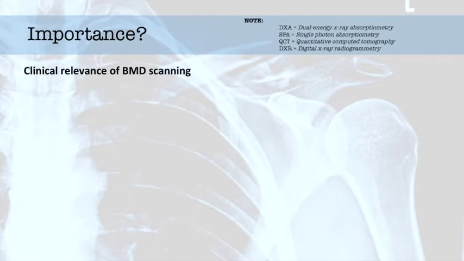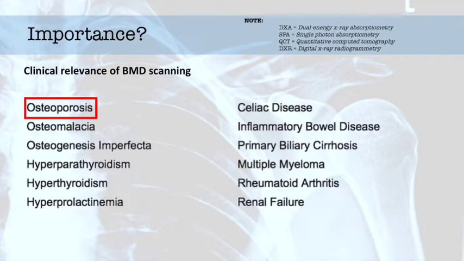Generally, BMD scanning is important in determining and assessing the disease course of a variety of skeletal infirmities, as well as evaluating vertebral deformity or previous fracture. Osteoporosis refers to impaired bone strength that predisposes to the development of fragility fractures. DXA is recommended.